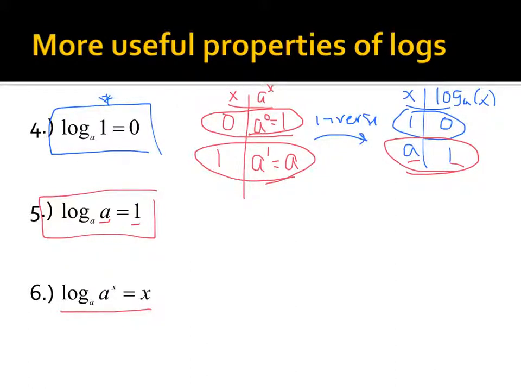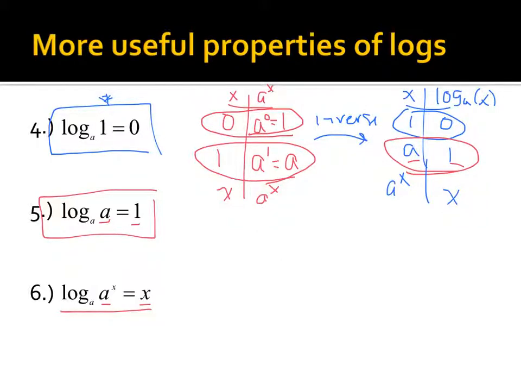There's two ways to look at it. One way is to say, what if the input is x? Then the output must be a to the x. So here, when the input is a to the x, the output must be x. And that's exactly what this is saying. When the input of the log is a to the x, the output should be x. So this is one way to look at this.